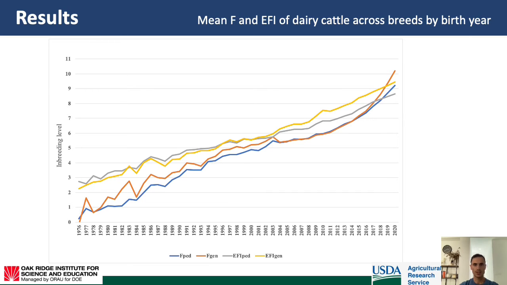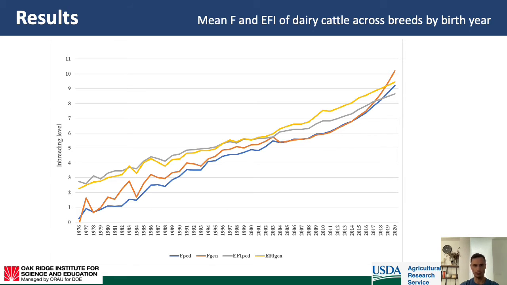In this plot, we can see the inbreeding trends across breeds by year of birth. All the inbreeding measurements have been consistently increasing across time. The yearly increase over the past 30 years for genomic and pedigree was around 4 percentage points for both pedigree and genomic inbreeding.